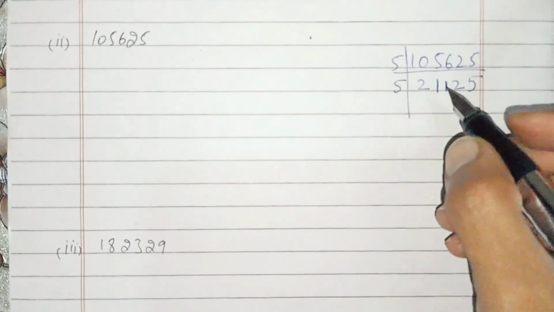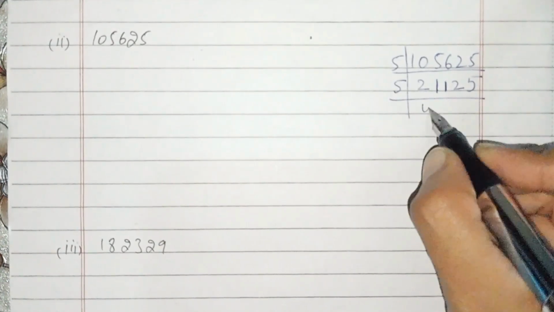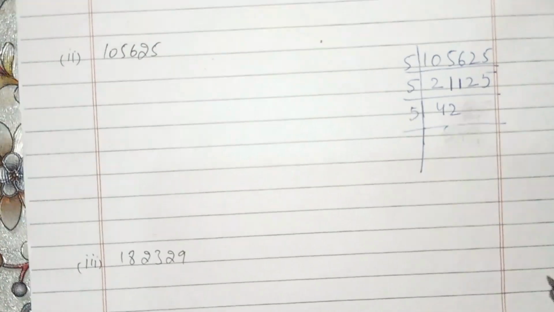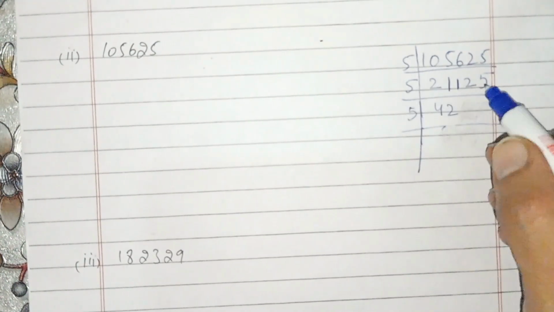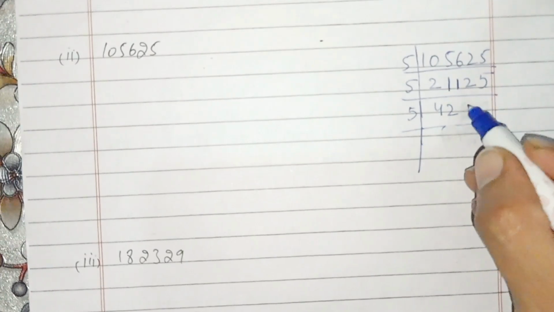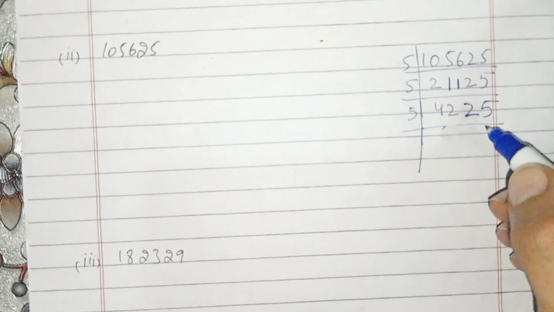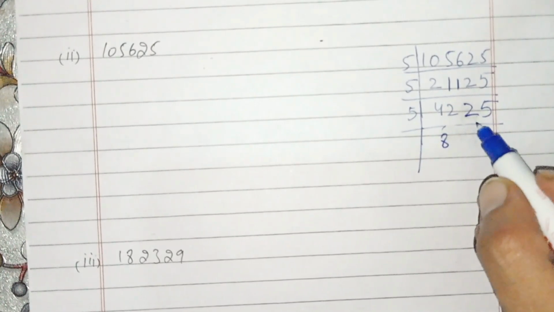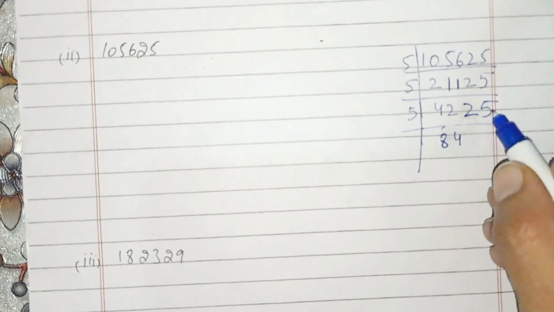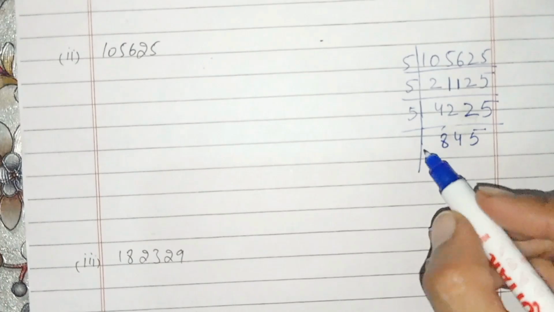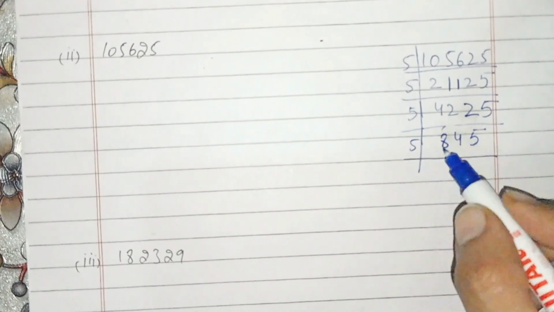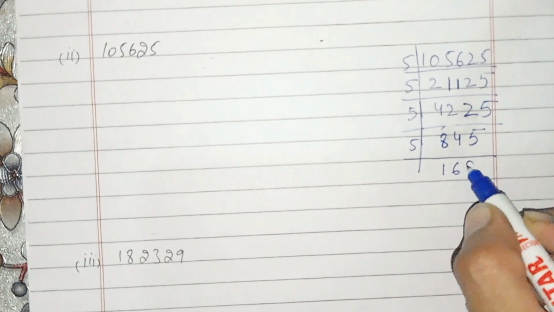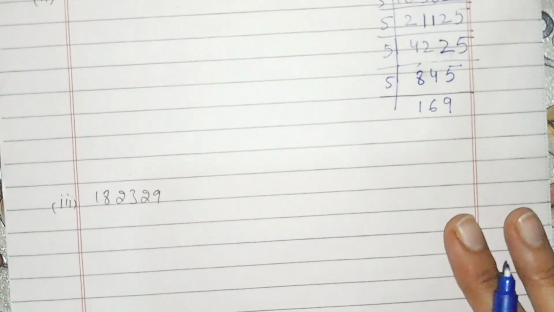Again we divide it by 5. 5 times 4 is 20, 1 carry, 5 times 2 is 10, 1 carry, 5 times 2 is 10, and now 2 carry, 5 times 2 is 10, then 5 times 8 is 40, 2 carry, and 5 times 4 is 20, and 2 carry, 5 times 5 is 25. Again 5, and 5 times 1 is 5, 3 carry, 5 times 6 is 30, and 5 times 9 is 45.